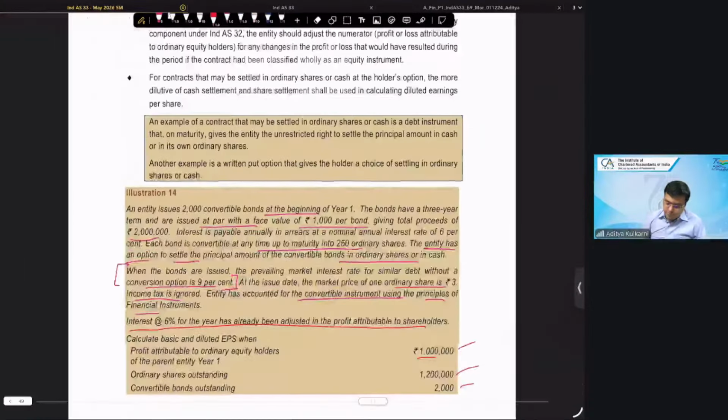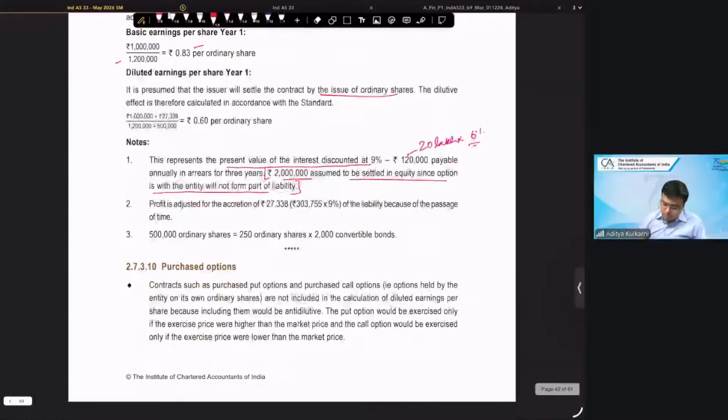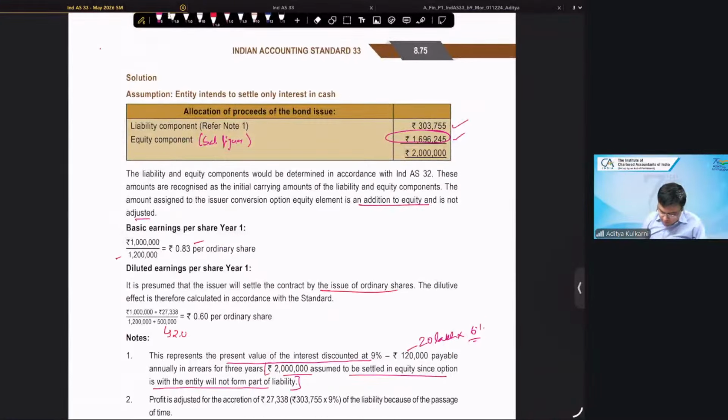So this is 5 lakh shares, 2000 into 250. And what is this 27,338? How did you get that? That is nothing but the first year's finance cost: 303,756 into 9%, giving you 27,338. Are you able to understand this? Yes, sir.